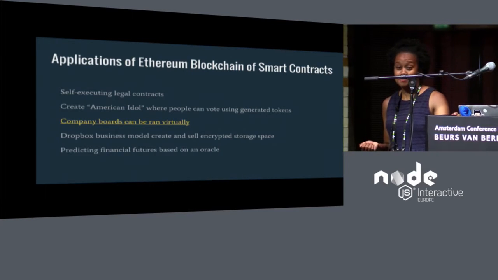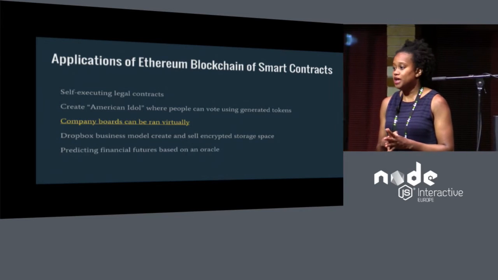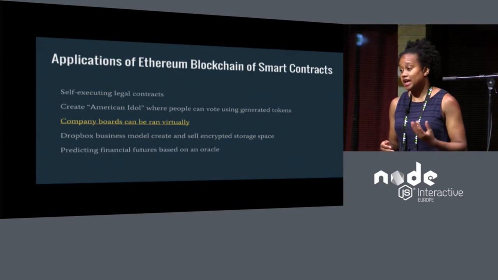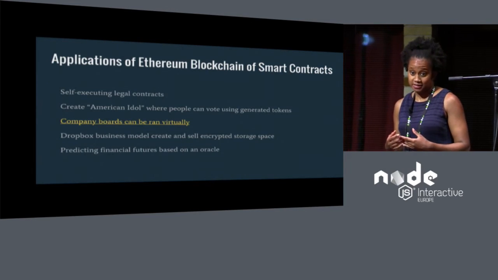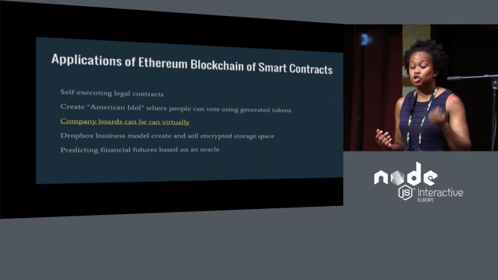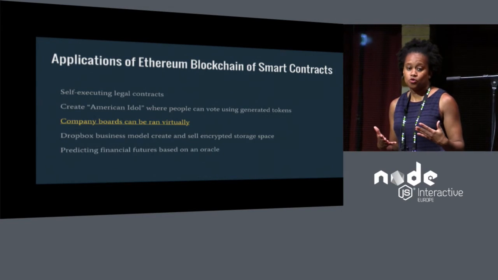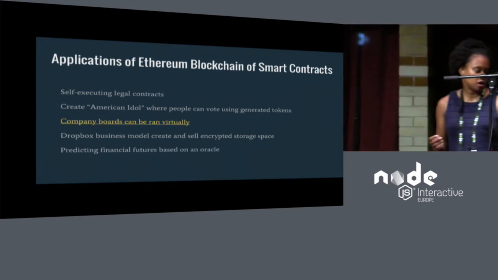Company boards can be run virtually. So instead of having a chairperson, you can actually have all the administration handled by the contract itself. So if you're a board member, instead of going to meetings, you can use a token and vote for a proposal using the smart contract.